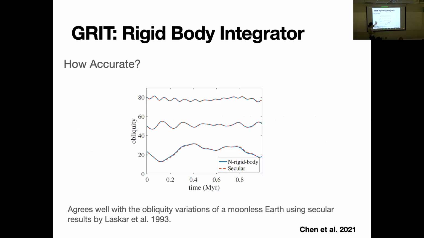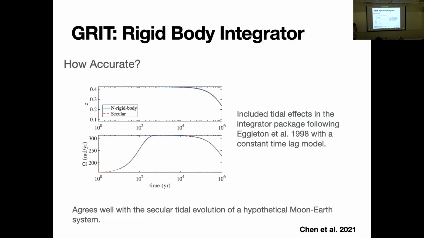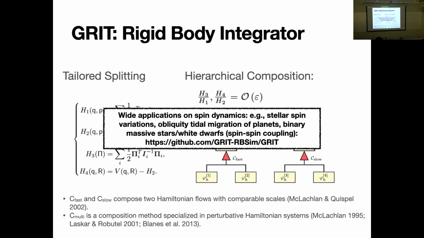And here is the result of the rigid body integrator. Here is the case for the Earth's obliquity over time. And we can see the rigid body integrator agrees very well with the secular results that we discussed earlier for the moonless Earth. And then we also included tides, because tides are very strong for these compact planet systems. We can also see this agrees very well with the secular integrations too. Okay, so the code works. It also has wide applications, including stellar spin variations, tidal migration of planets, binary stars, and asteroids. So if any of you need some rigid body calculations, just find us.